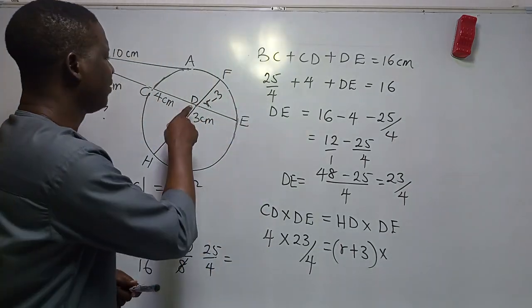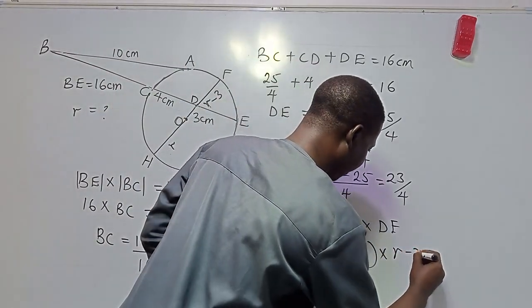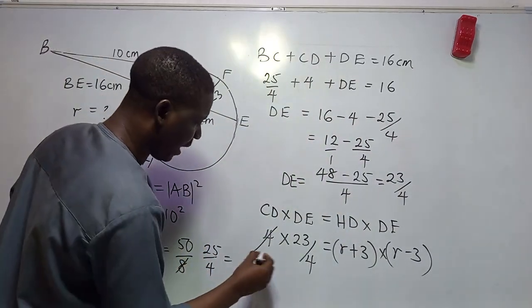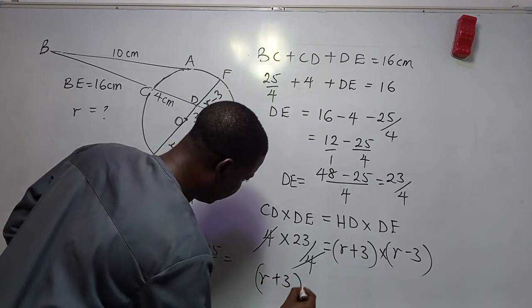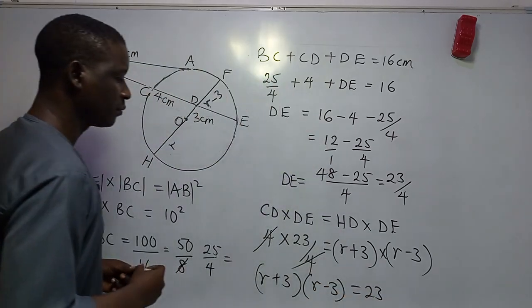What is our DF? DF is equal to R minus 3. Now we multiply. This one will cancel this one. So what we have now is R plus 3 into bracket R minus 3 equal to 23.